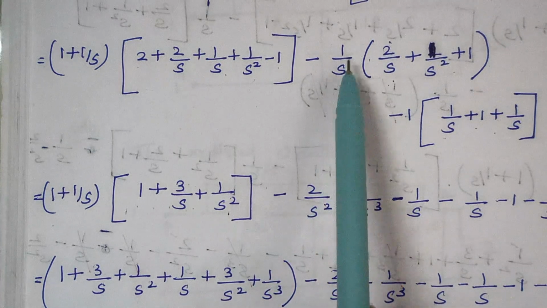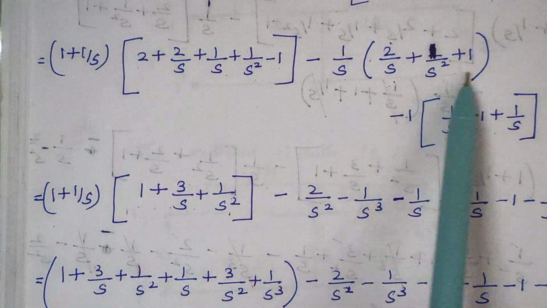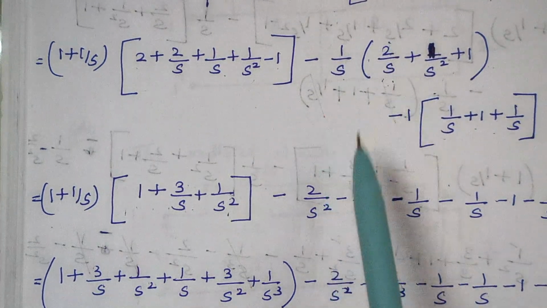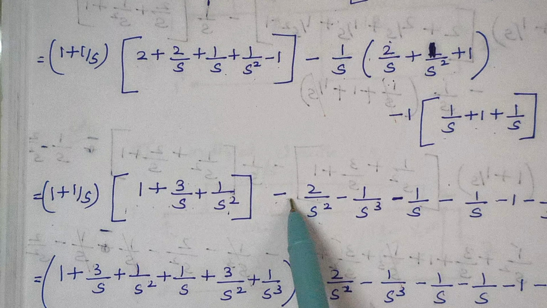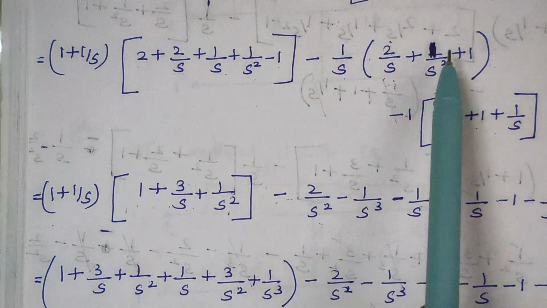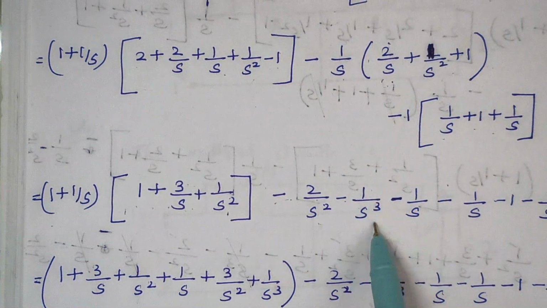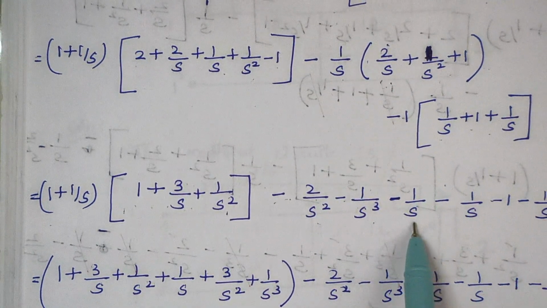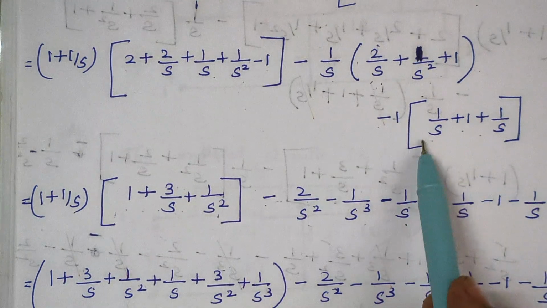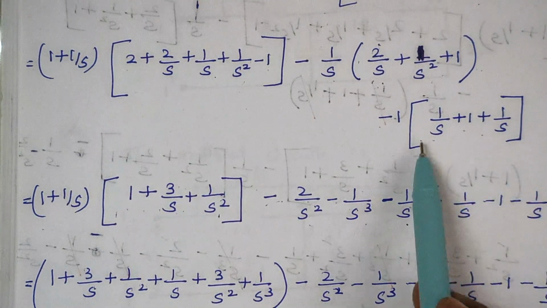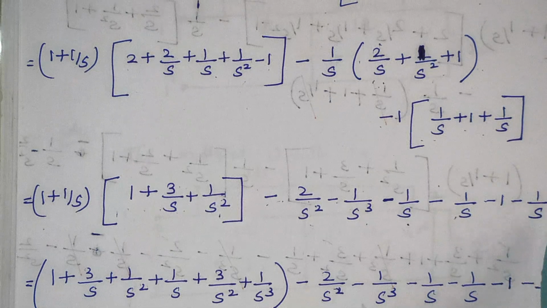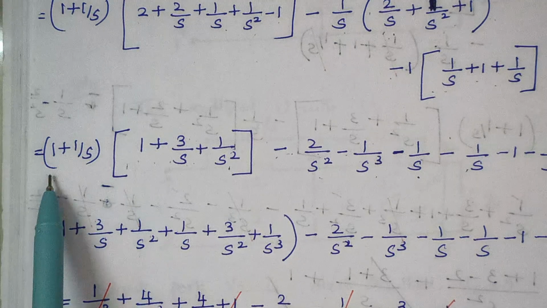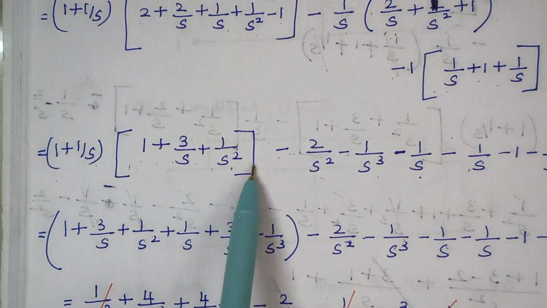So minus, again I am multiplying this 1 by s with the terms here. So when you multiply these two, what it gives? 2 by s square. Here we have minus, so minus. So again minus 1 by s into 1 by s square becomes minus 1 by s cube. And again minus 1 by s into 1 becomes minus 1 by s. So again here when you move this minus sign inside, it becomes minus 1 by s, minus 1 and minus 1 by s. So here next, I am going to multiply this term with the elements here.